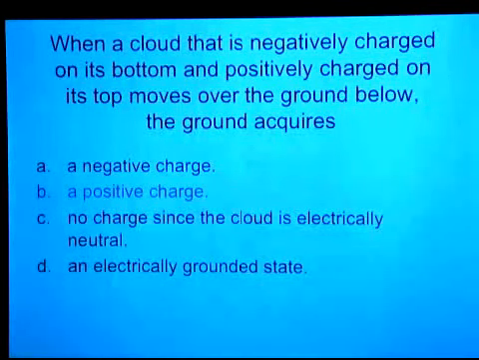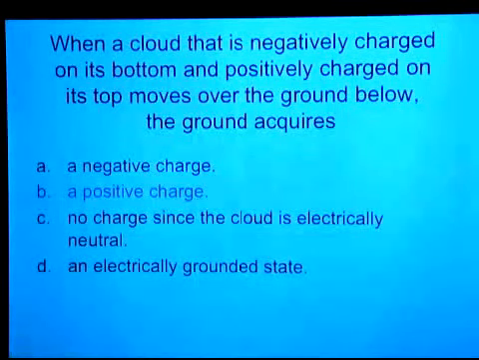The bottom of the cloud is negative. The top is positive. They've separated charges in the cloud. If that comes over a section of ground, which part of the cloud is going to have more of an effect on the ground? The bottom, because it's closer. Both are going to exert forces on the charges in the ground, but the one on the bottom is closer and is going to dominate.